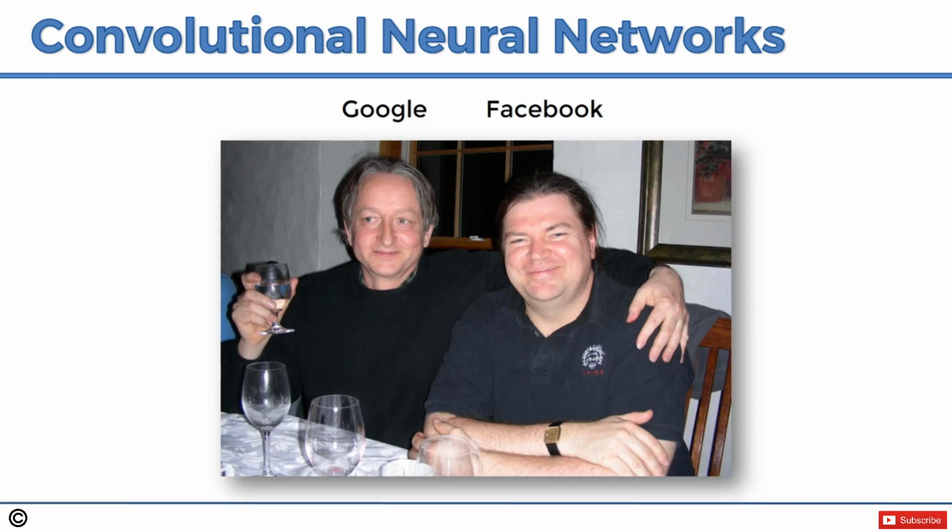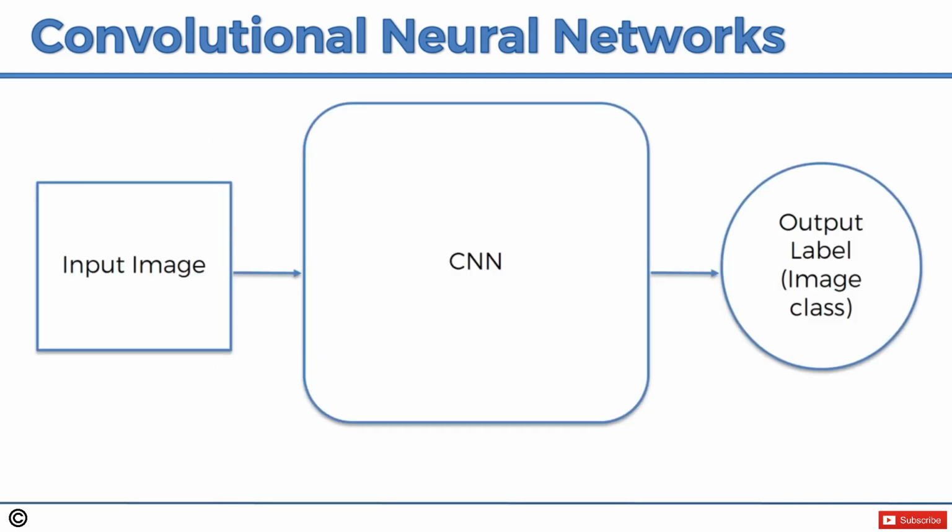So moving on to how convolutional neural networks work. You have an input. It's very simple. It's very straightforward. So you have an input image, it goes through the convolutional neural network, and you have an output label, so it classifies that image as something like a cheetah or a bullet train or something else.